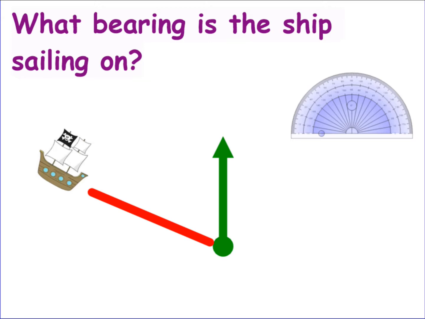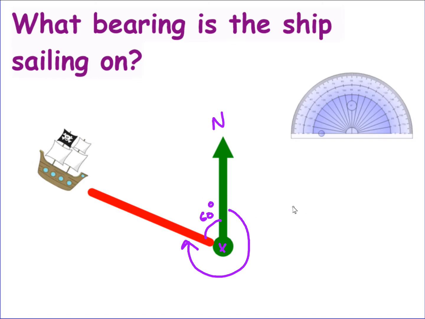Let's have a look at the next question. So what bearing is this ship on? If its start position is here, rule number 1 says we have to measure north. Rule number 2 says we're looking for this bearing here. And then rule number 3 is we have to use 3 digits. So using your protractor, you might want to measure this angle here as 60 degrees.